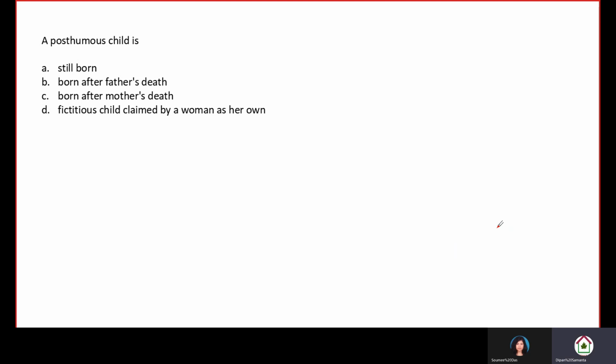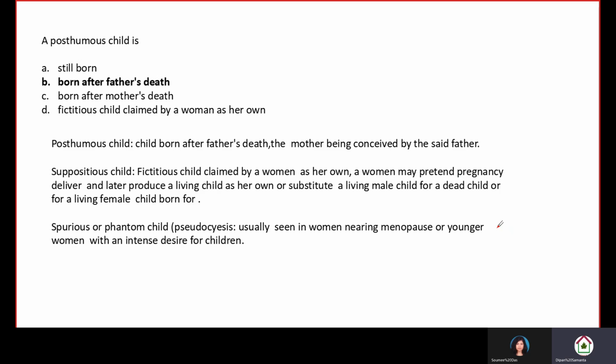A posthumous child is: stillborn, born after father's death, born after mother's death, or fictitious child claimed by a woman as her own. The answer is after father's death. The definition of posthumous child is the child who is born after the father's death, conceived by that father only. That is posthumous child. You need to know all these terms.